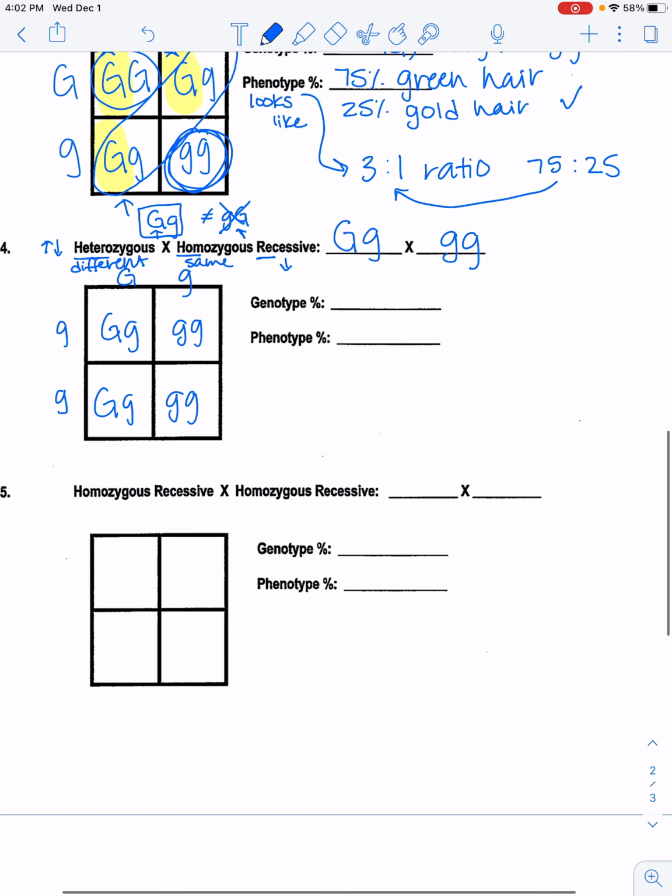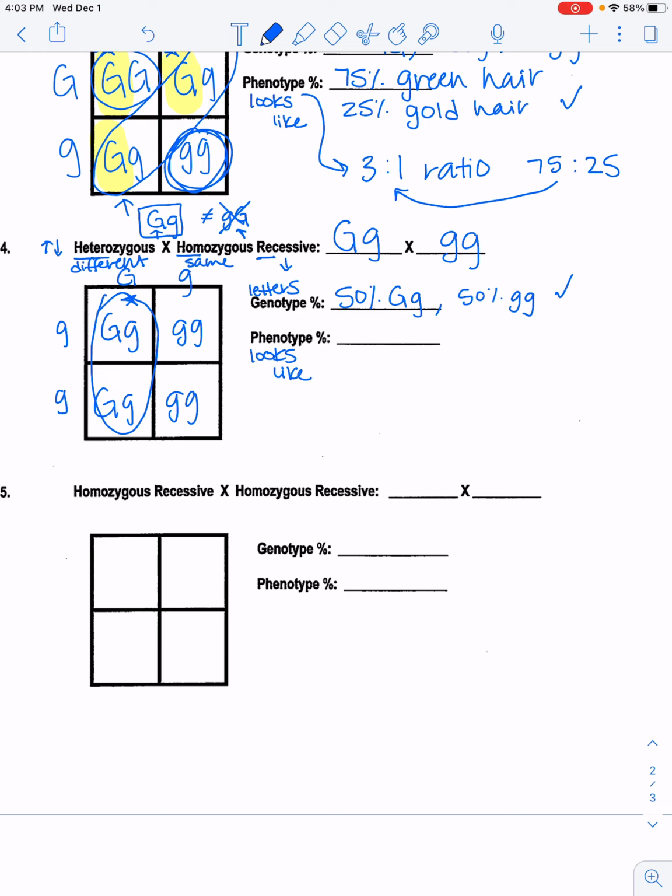Now I'm going to look at the genotype, and the genotype is the letters. So in this case, I see in box number 1 that I have a big G and a little g, and I actually have 2 of them. So that's going to be 50%. And secondly, I have 2 little g's, so it's going to be another 50% little g. 50 and 50 is 100. That is done. Next, I'm going to look at the phenotype, and that is what it looks like.